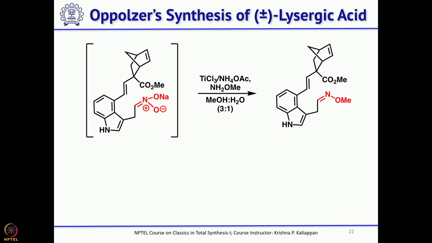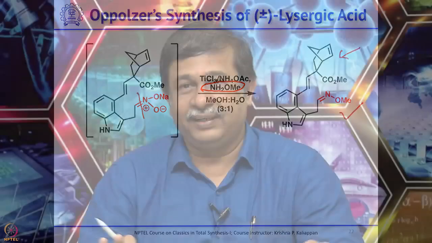Okay, if you have a CH2NO2, okay, Nef reaction, first you have to treat with base, then followed by treatment with titanium trichloride. Okay. So what happens? This will be hydrolyzed to the aldehyde. Then that aldehyde will react with NH2OMe to give this corresponding imine. Okay. So now the dienophile is ready. What he needs is the diene should be released through the retro-Diels-Alder reaction. Then it can undergo spontaneous intramolecular 4+2 cycloaddition reaction.